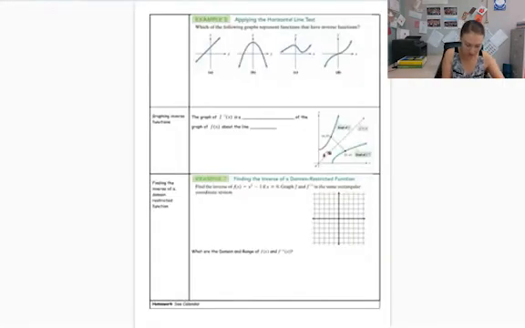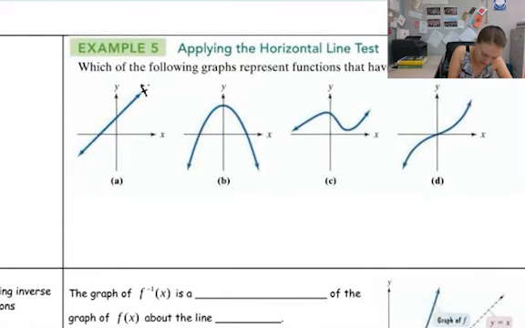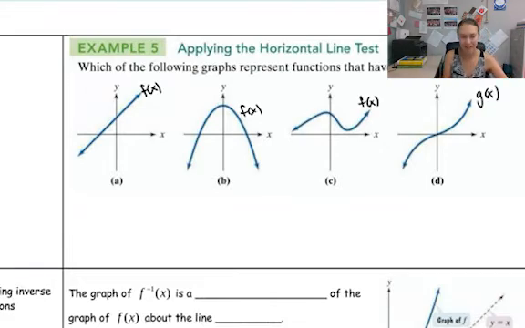So let's look at this here. So these are all graphs of f of x. So these are not inverses. These are just f of x, and I know I'm using f of x a lot. It could be g of x. It could be h of x. So now, which of the following graphs represent functions that have inverse functions?